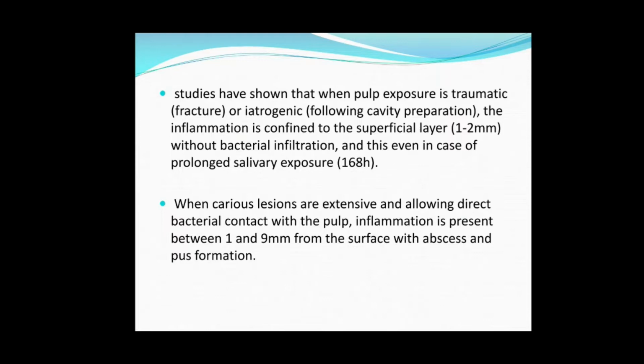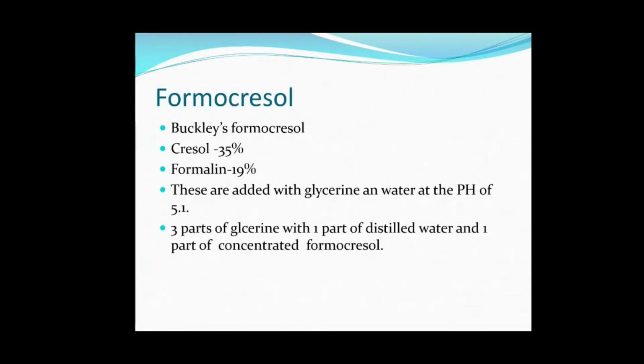Studies have shown that when pulp exposure is traumatic or iatrogenic, the inflammation is confined to the superficial layer without bacterial infiltration, and this even in case of prolonged salivary exposure. When carious lesions are extensive and allow direct bacterial contact with the pulp, inflammation is present between 1 to 9 mm from the surface with abscess and pus formation. In this condition, mostly pulpotomy is contraindicated.